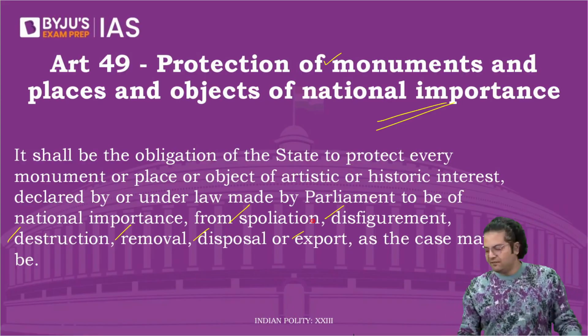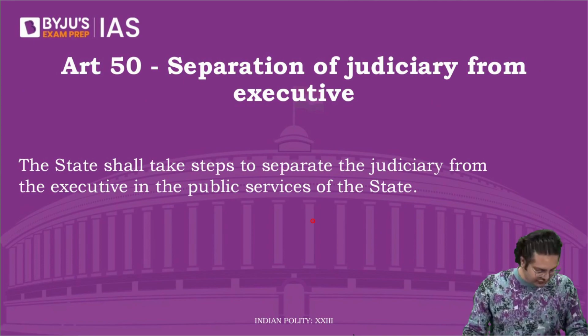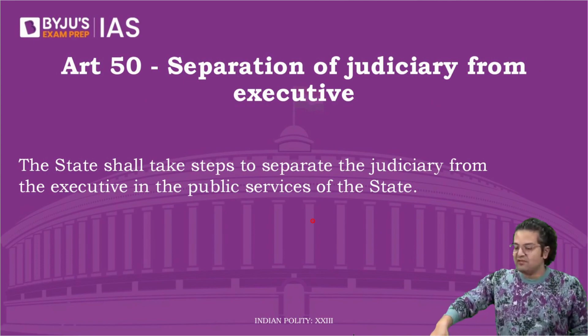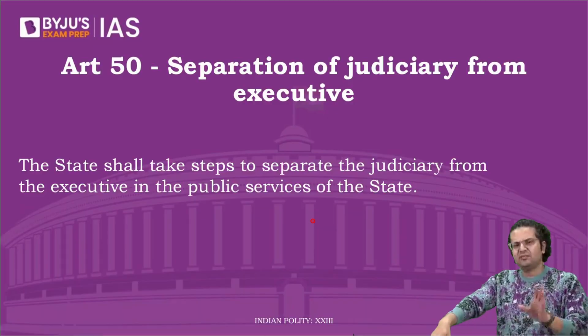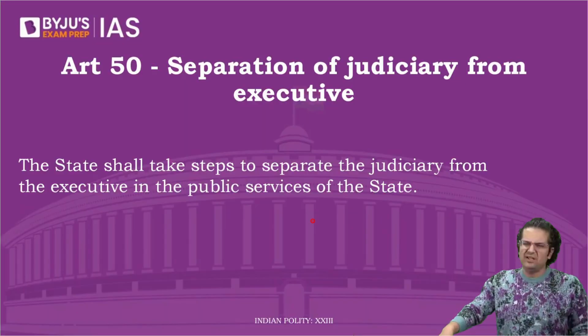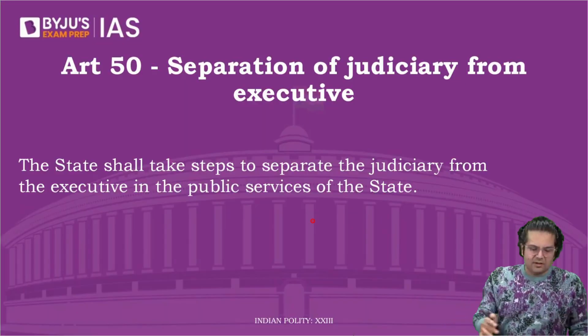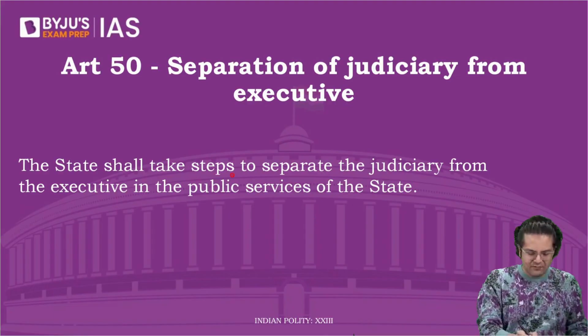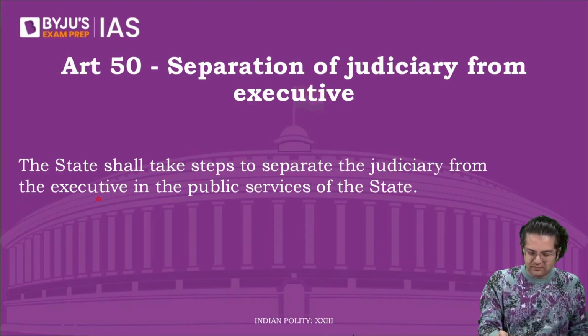Then Article 50, a largely misunderstood article, is Article 50. Separation of judiciary from the executive. I have seen this being used in answers for Supreme Court and government. Please don't use it like this. The state shall take steps to separate the judiciary from the executive in public services.